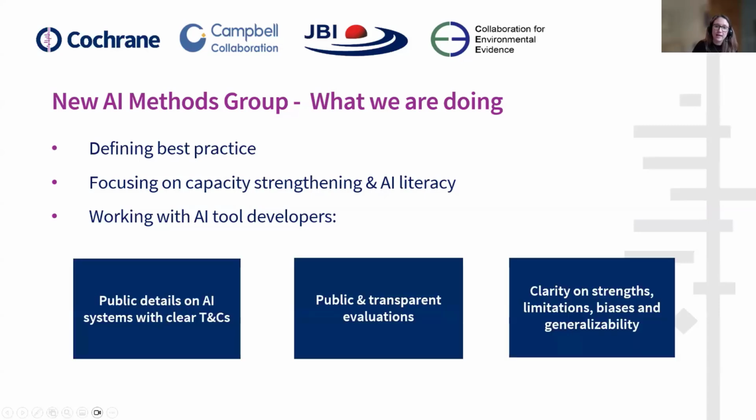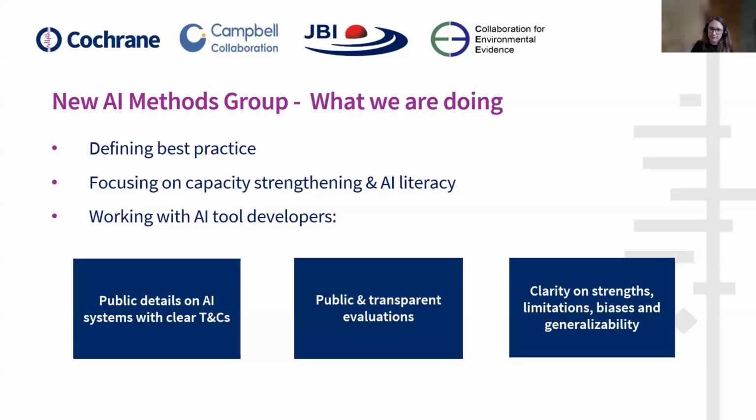So the first is ensuring that we have more public information on the systems and really clear terms and conditions. The second is ensuring that evaluations are publicly available and transparently reported. And the third is around making sure that strengths, limitations, potential biases, and generalizability, that information is clear and public. And the reason that this is so important is because this is the information that authors and editors really need to be able to make informed decisions about whether or not they should use a particular tool. And this will become increasingly clear over my next few slides.